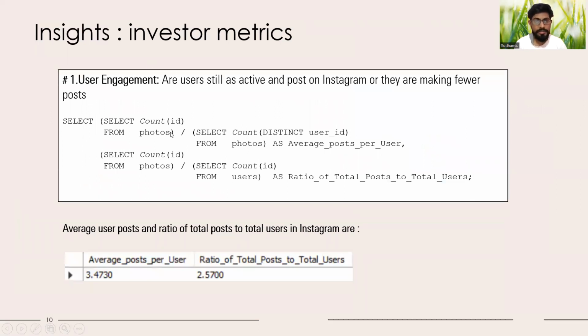Now, these are the insights useful for investors. User engagement is a very useful insight. Are users still active and posting on Instagram, or are they making fewer posts? We have run the following queries and found the average posts per user. We found 3.4 posts per user. And the ratio of total posts to total users we have found is 2.5.